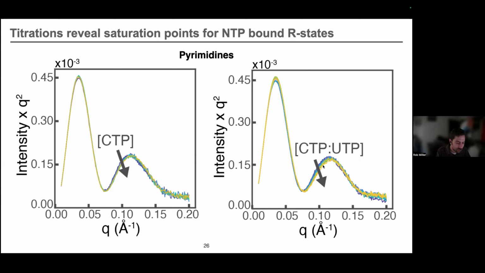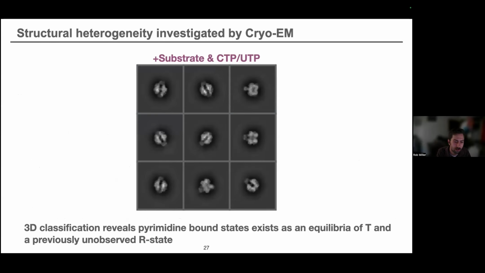So we took this condition, did a little bit of screening on our Arctica at Cornell, and then brought our grids to NCCAT. We were able to collect relatively large particle stacks. Upon curating this initial particle stack of the R state bound to CTP, I transferred the particles into RELION and performed 3D classification without alignment.